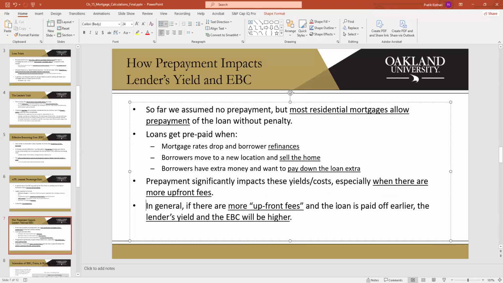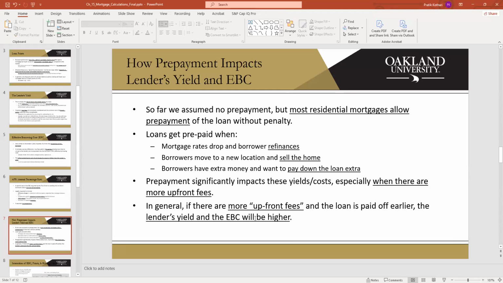So that's the difference. In general, if there are more upfront fees and the loan is paid off earlier, the lender's yield and effective borrowing cost end up being higher. As in, borrowers pay money upfront that was supposed to be distributed over 30 years, but now it's concentrated in only 5 years because they sold the house in 5 years.